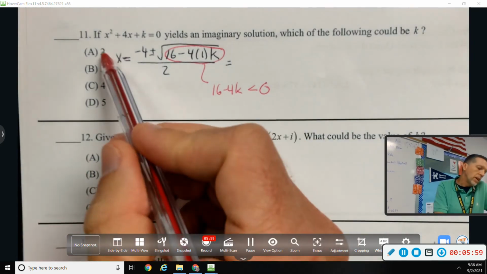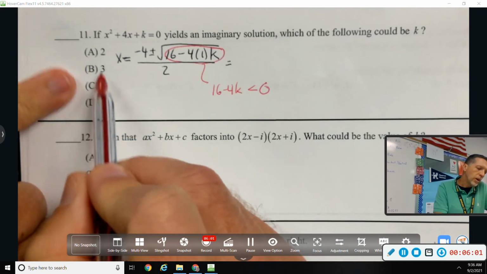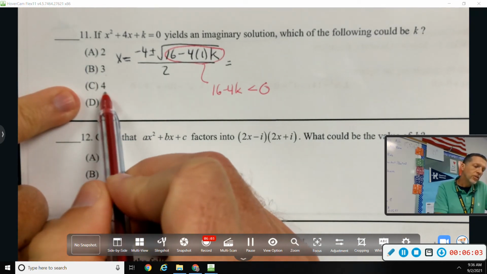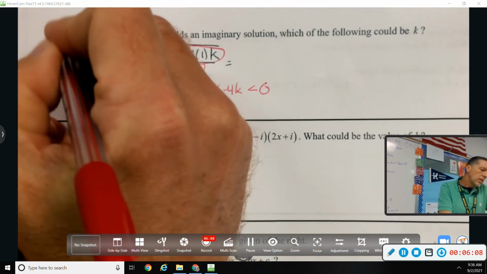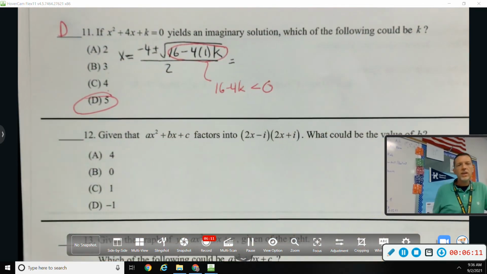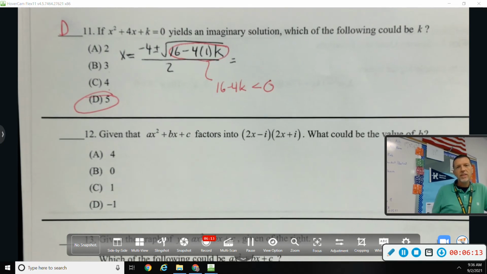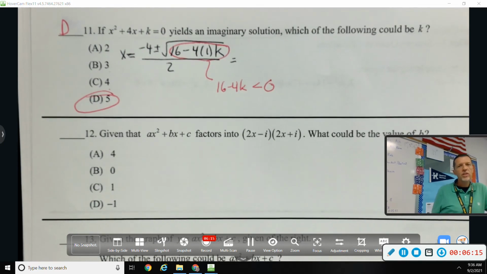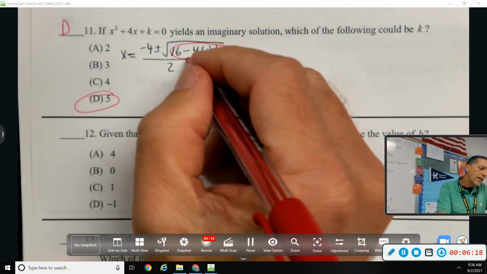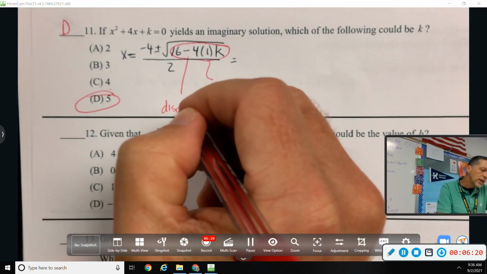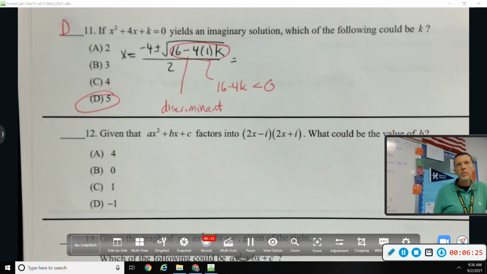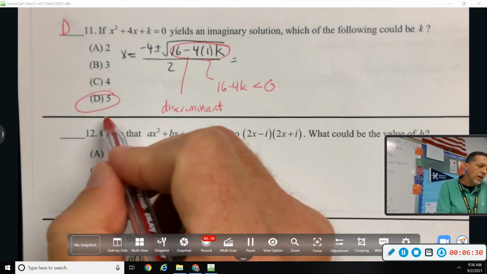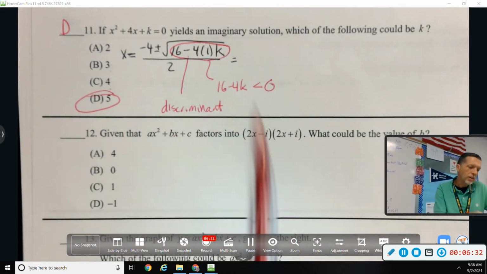So you could just plug in your choices there. 2 gives you a positive, 3 gives you a positive, 4 gives you 0, but that doesn't make it imaginary. 5 makes that piece of the quadratic formula negative, so that would give us an imaginary solution. That piece is called the discriminant, b squared minus 4ac. We don't really need to know that, but you can just start from the beginning and figure out what makes that part negative.